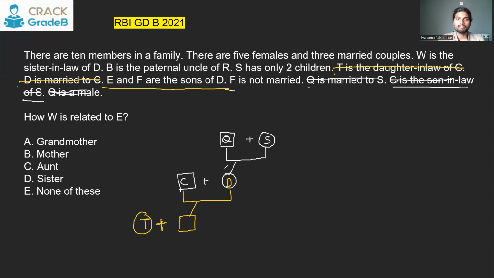E and F are the sons of D. So that means they have 2 sons at least. So this is one son, this is another son. We can just draw it like this. Who is E, who is F? We don't know yet. F is not married. So if F is not married, we can say this is the unmarried son of theirs, which is F.